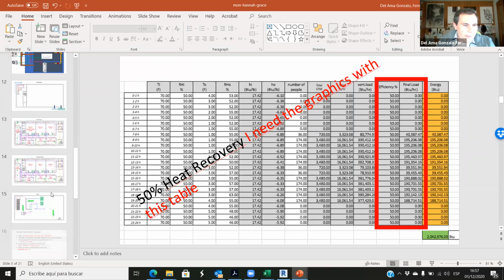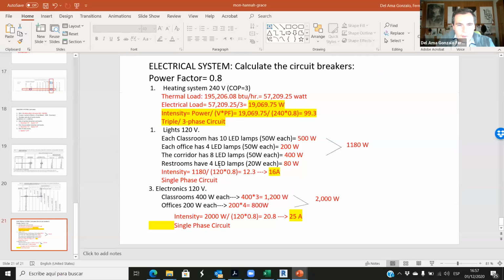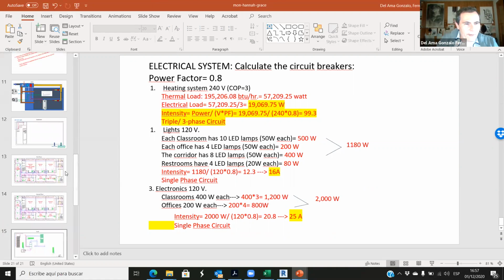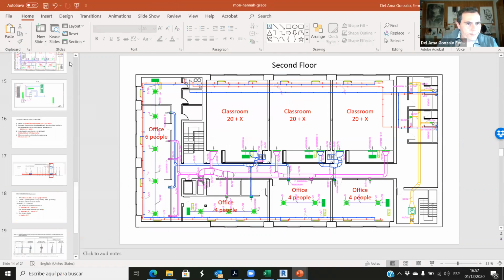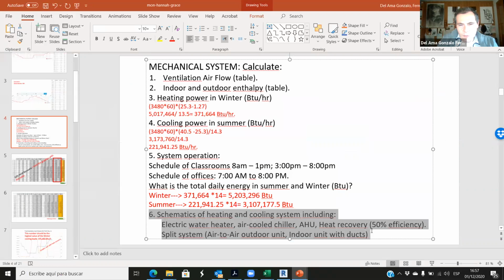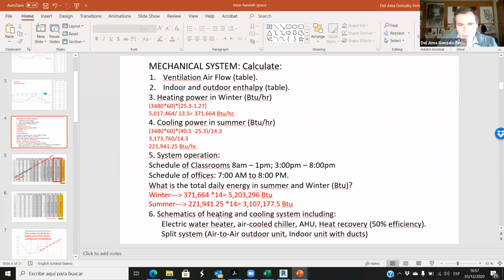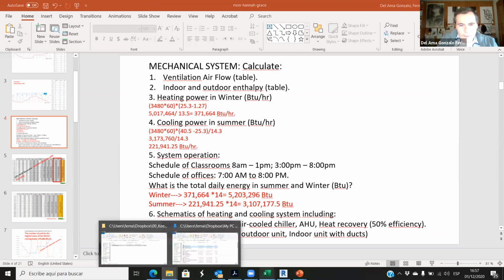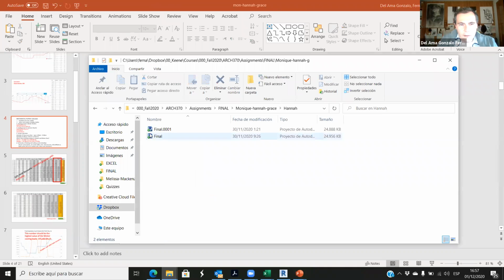And then I need, okay, if I go over this, the thermal load, the watts, the electrical load is this divided by the, yeah, so that's correct. And then each classroom, yeah, calculated, so that's correct. Oh, and by the way, there's something that none of you have done so far, because we are requiring a schematic of the heating and cooling system. Okay, so the schematic of the heating and cooling system basically is what we have in this file.